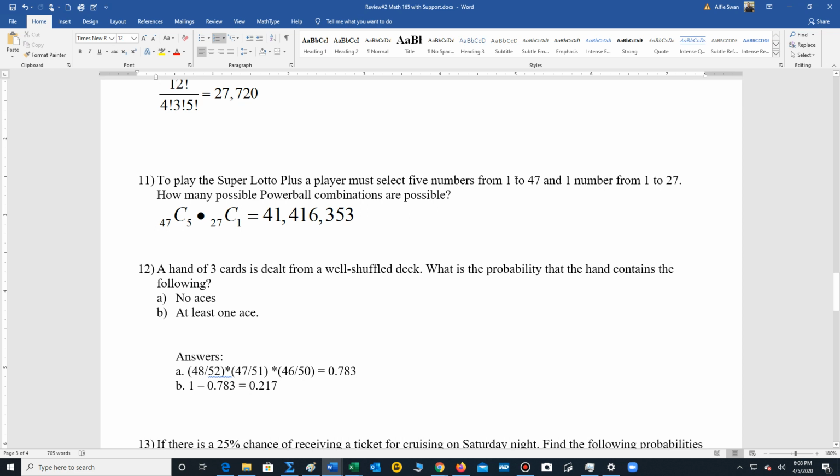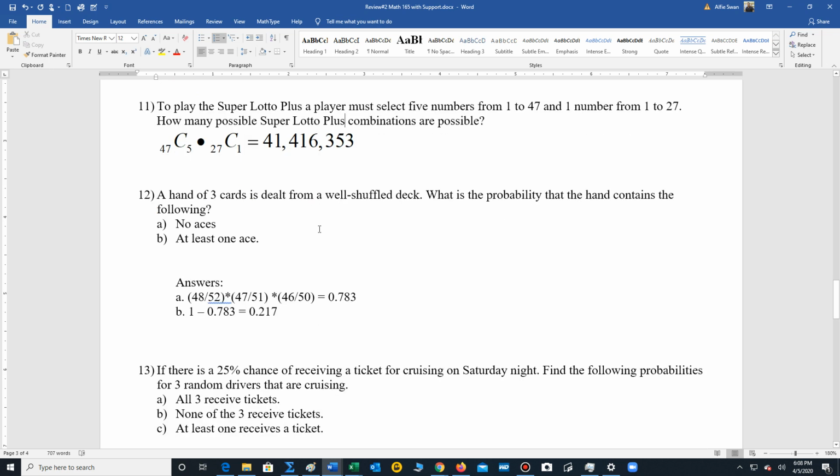To play the Super Lotto Plus, a player must select 5 numbers from 1 to 47 and 1 number from 1 to 27. How many Super Lotto Plus combinations are possible? Well, here we break them up into categories. We have our 1 through 47 numbers, so 47C5, because we're selecting numbers, times our other numbers, 1 through 27, that's 27C1. There's 41,416,353 such combinations.